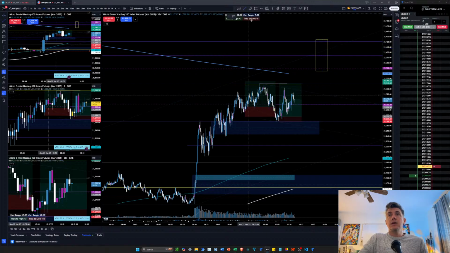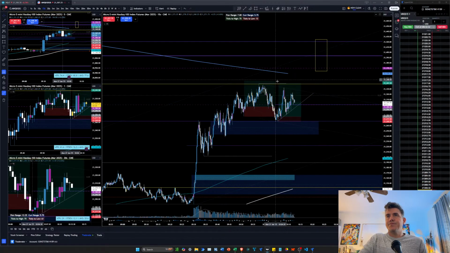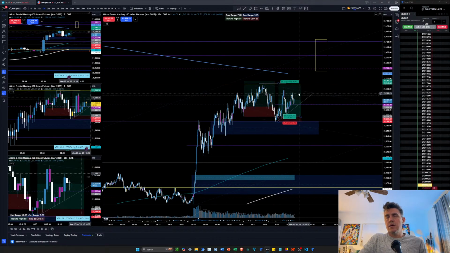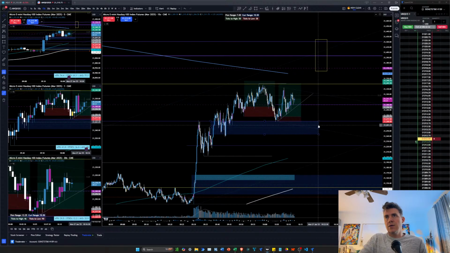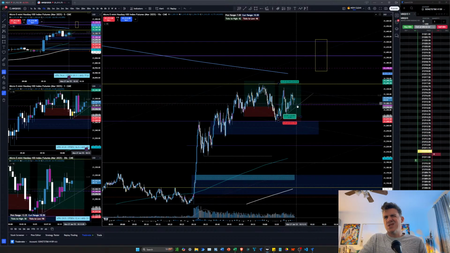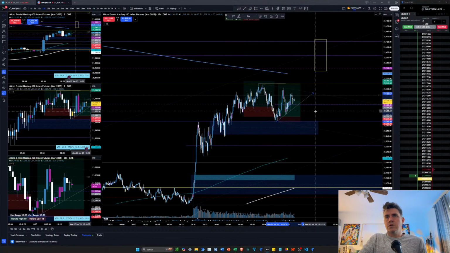Let's see here. Bear flag. Triangle pattern. Who knows? Small down, big up, small down. I'm going to guess small down, big up. Just purely guessing.